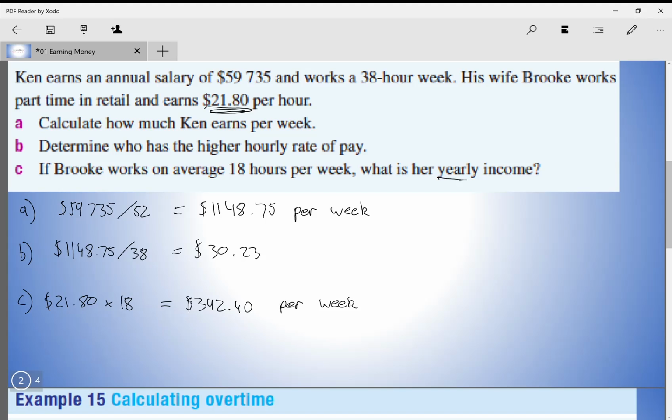Now we're asked to find her yearly income, so now we can times her weekly income by 52 to get her yearly income. And if we put that one in our calculator, it comes up to $20,404.80 per year.